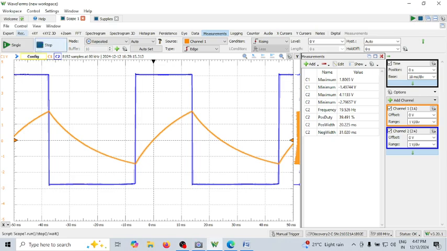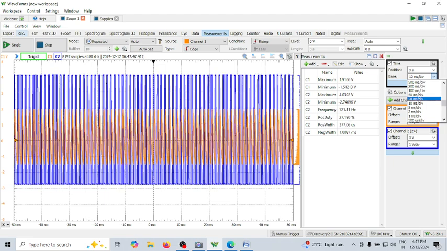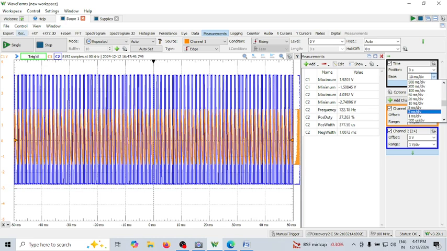So let me run. Now you can see it is totally different. Just have a look at the duty cycle. That's what is interesting now.